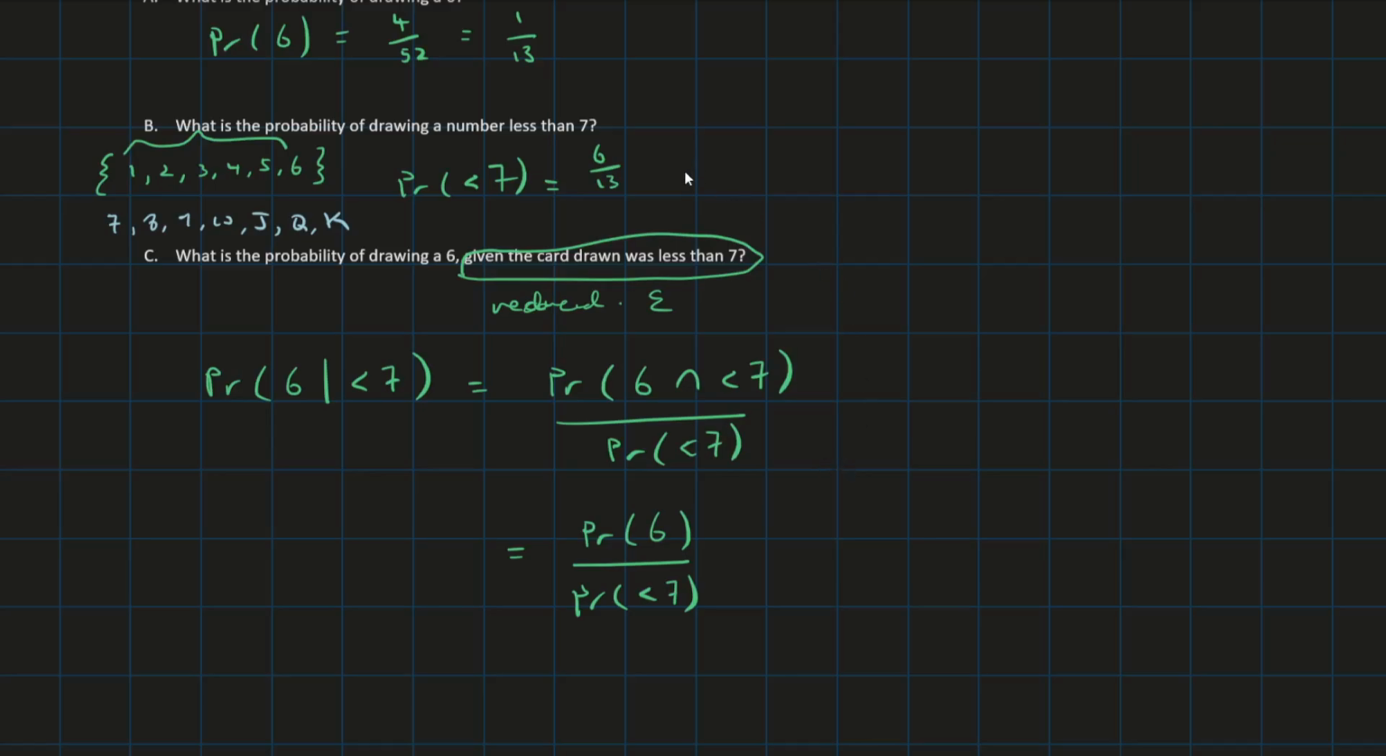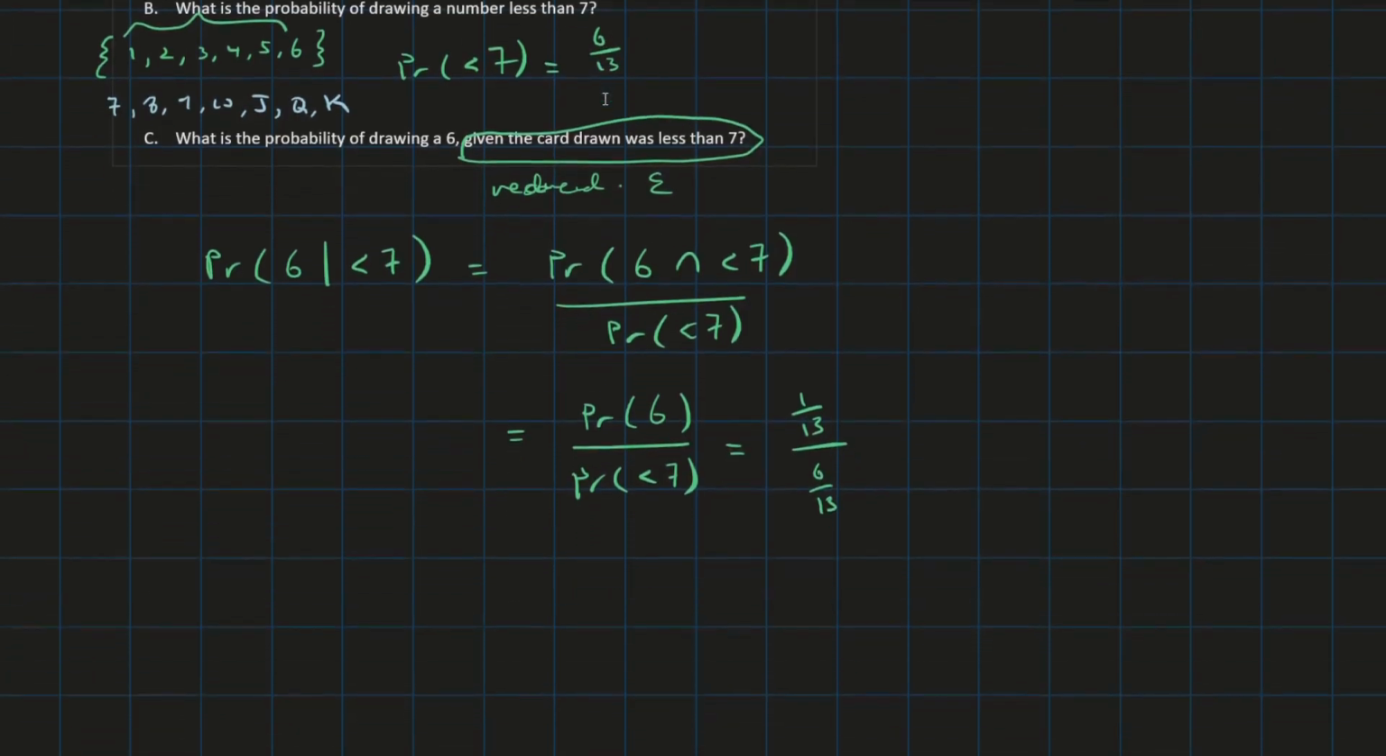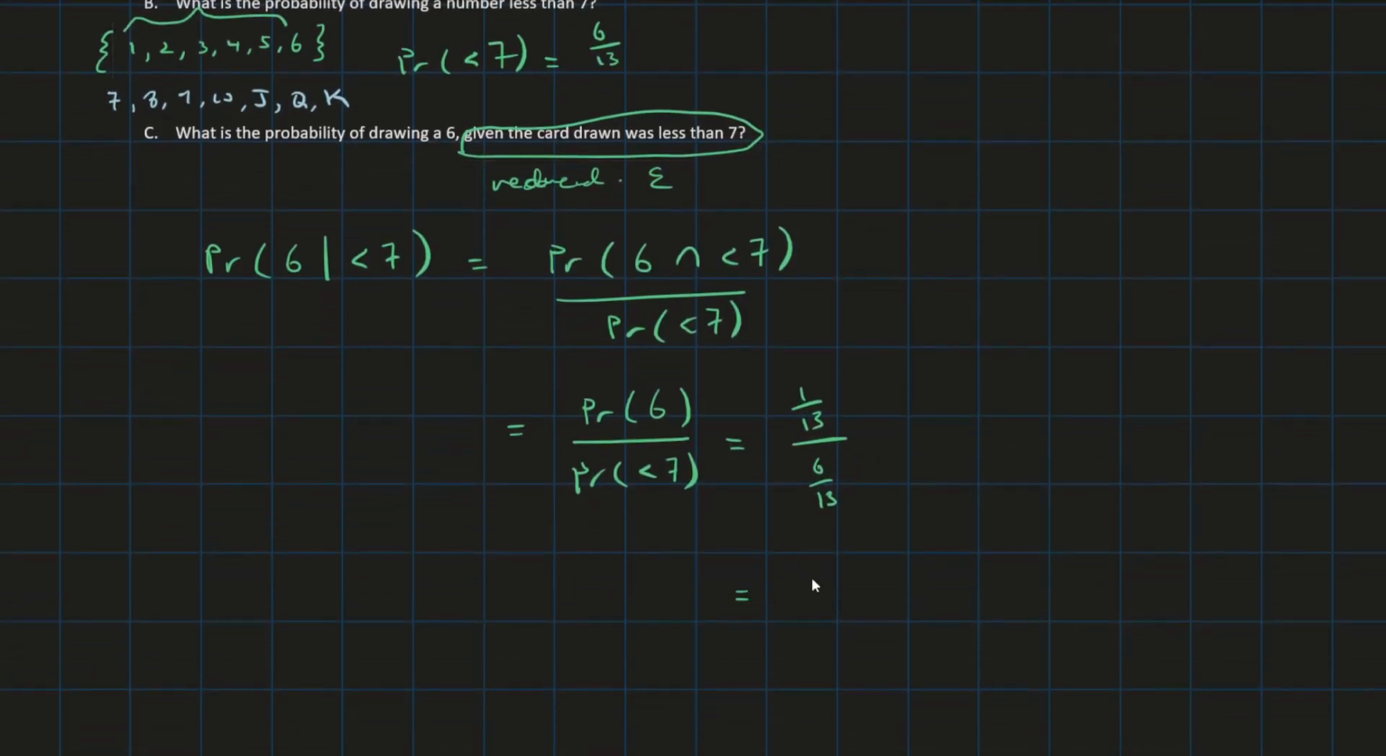Now that we have both of these things to evaluate, we've actually calculated these in the previous parts. So the probability of rolling a 6 is 1 over 13. The probability of rolling a number less than 7 is 6 over 13. Now, with these types of questions, it's really useful to use that rule that we've probably been taught from primary school or even early high school. It's the keep, change, flip when dividing fractions. So 1 over 13 times by 13 over 6. And this will really help cancel out things. We can see that 13 cancels out straight away. And now we have a probability of 1/6.